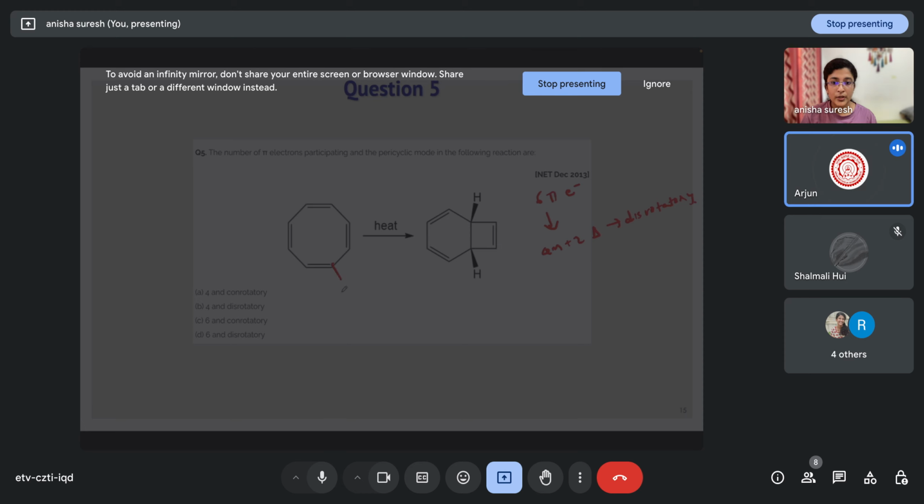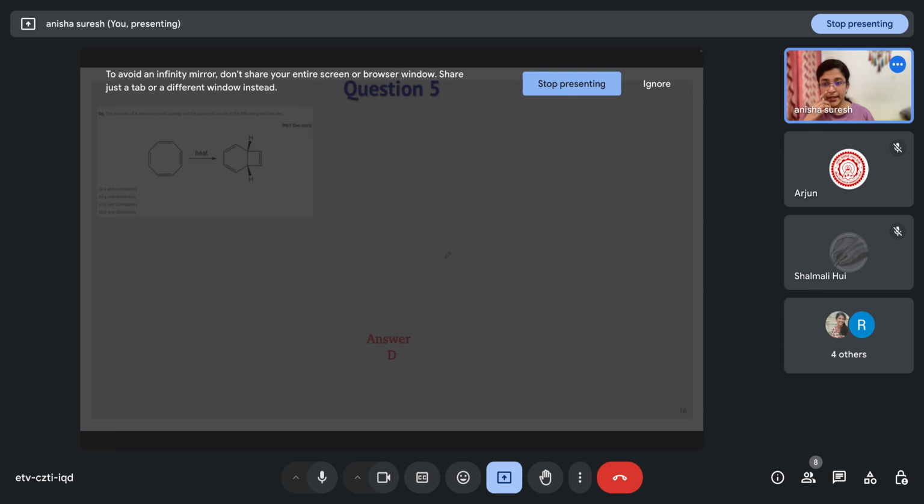Yes, ma'am. It will be like this system. It will result in the formation of a 6-membered ring attached to a 4-membered ring. So the right option will be option D, that is 6 and disrotatory. So the key concept is 4n plus 2, delta, disrotation.